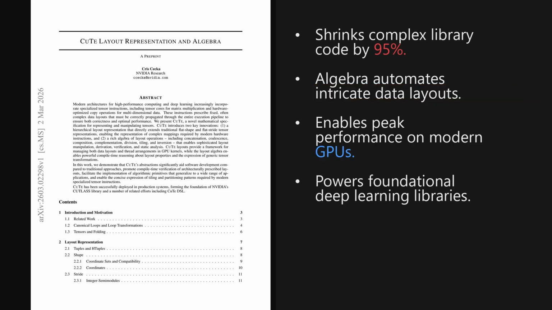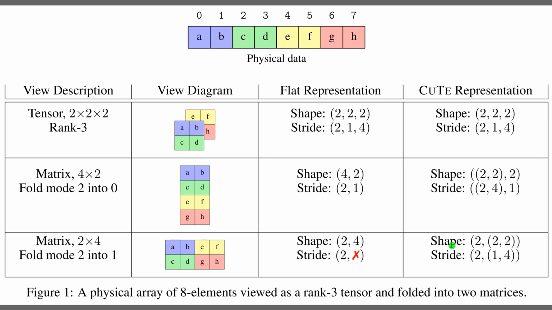I'm Alex. Today we're looking at a paper trending on X, published on March 2nd, 2026, just 2 days ago. It presents a new mathematical framework for tensor layouts that allowed researchers to replace 55,000 lines of complex library code with just 3,000 lines of core representation. The paper is titled CuTe Layout Representation and Algebra, and as we'll see later, the implications for writing high-performance GPU kernels are really significant. To see why this matters, Figure 1 illustrates a core limitation of traditional data handling.